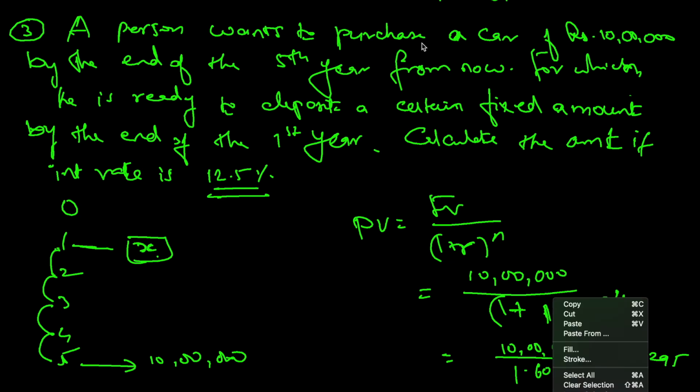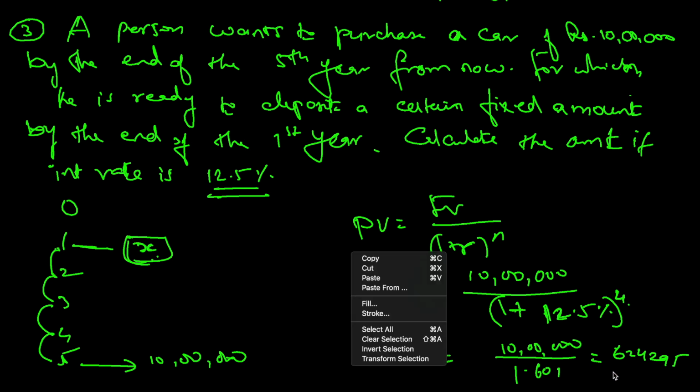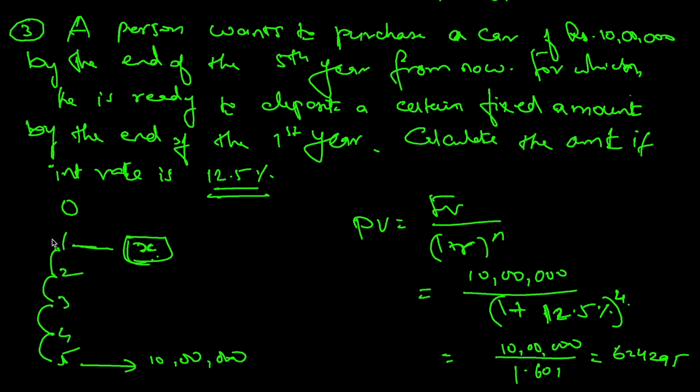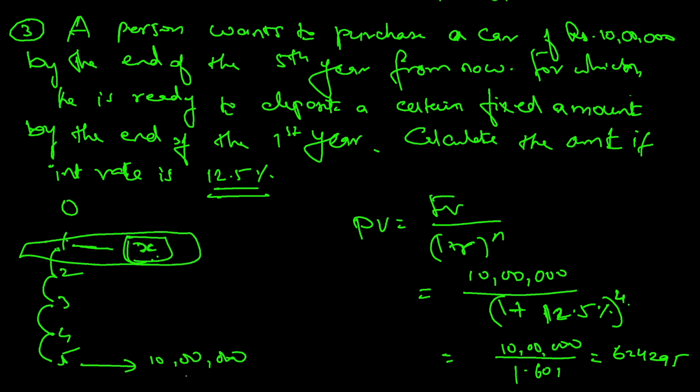A person wants to purchase a car of 10 lakhs by the end of the fifth year from now, for which he is ready to deposit a certain fixed amount by the end of the first year. So he is supposed to deposit 624,295 at the end of the first year. When he deposits, it will grow at the rate of 12.5%, and by the end of the fifth year, it will give him 10 lakhs to buy his car.